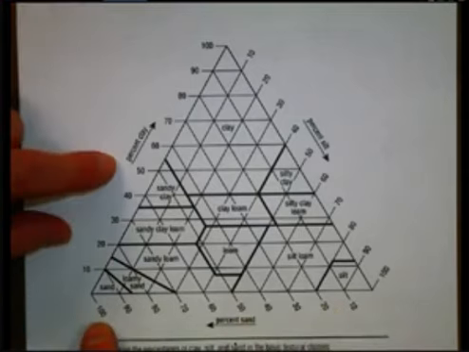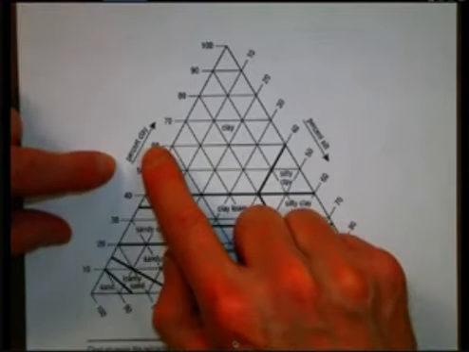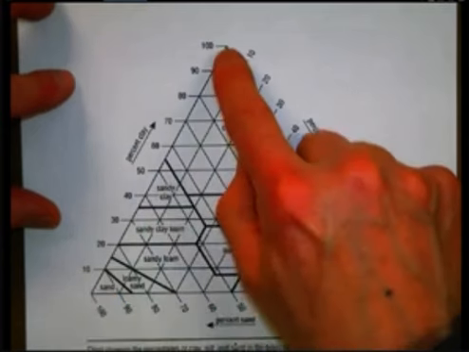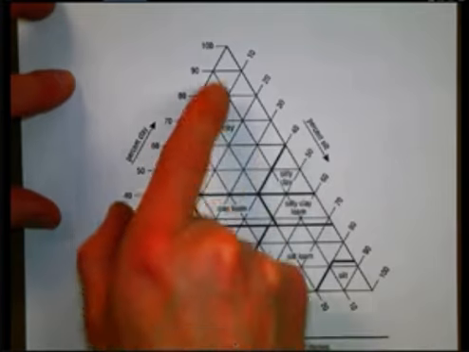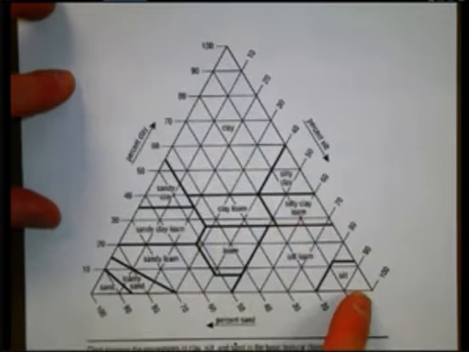The left axis is the percent clay. It increases from bottom to top. And the right axis is the percent silt. It increases from top to bottom.